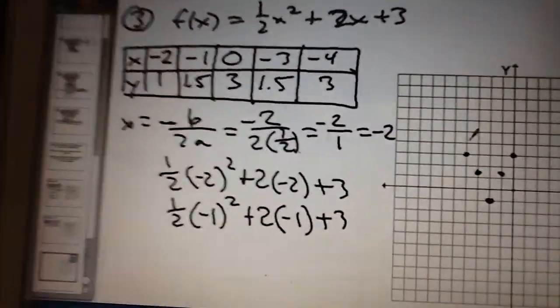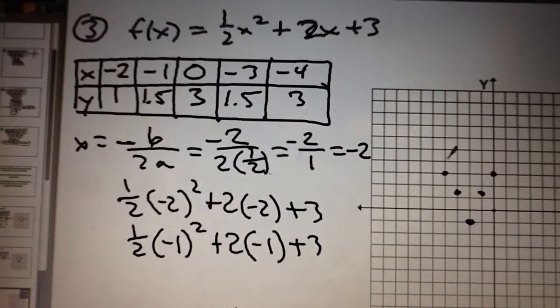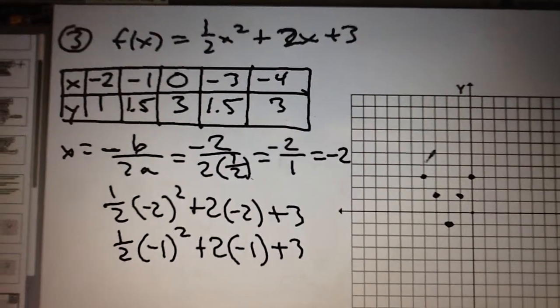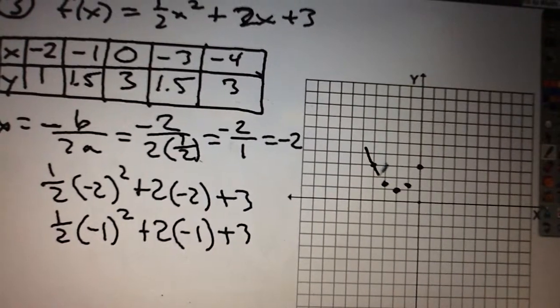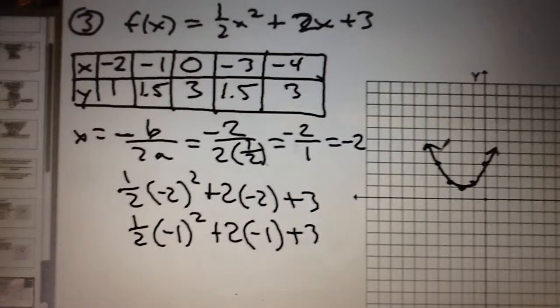What did I do wrong? Because that doesn't look right. Oh, I graphed negative 2, negative 1. I should have graphed negative 2, 1, right? Glad I caught it instead of you guys, because that would have been a donut point. Okay, so that's what it should look like.